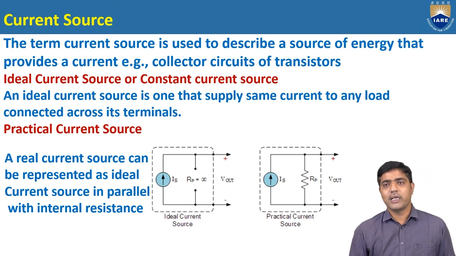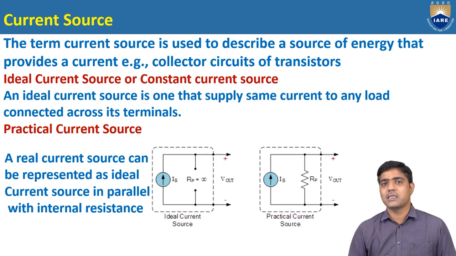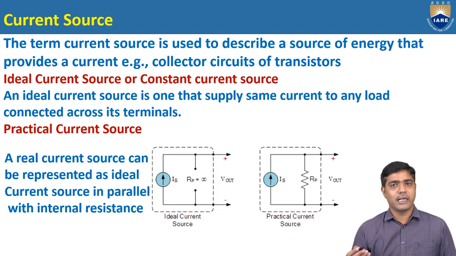And the other one, current source. So here, current sources are used to describe a source of energy that provides a current to a particular load. For example, collector circuits of transistors. If you are taking a transistor where you are taking the current, that is at the collector terminals. And there are two types here, similar to the voltage sources. Here you have the ideal current source and the practical current source.